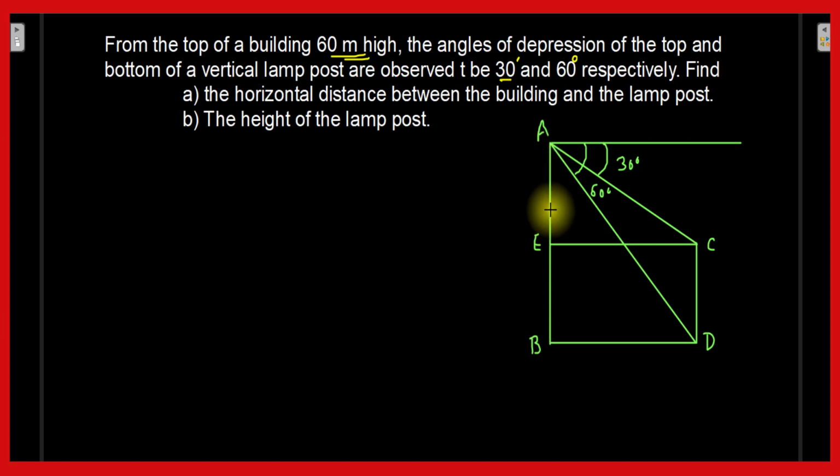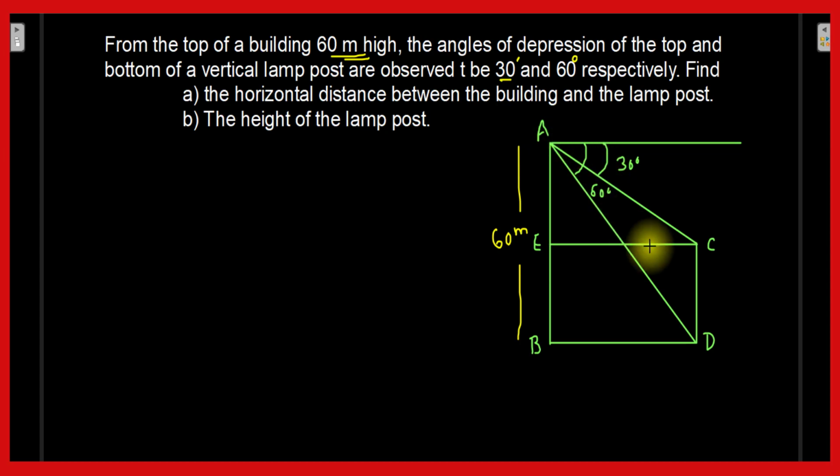Here friends, AB is a building whose height is given at 60 meter. And this is a lamp post, CD is a lamp post. And from the top of a building, if someone is observing at the top of the lamp post, then the angle of depression is of 30 degrees. This is the straight eyesight and this is the angle of depression. It is given as 30 degrees.